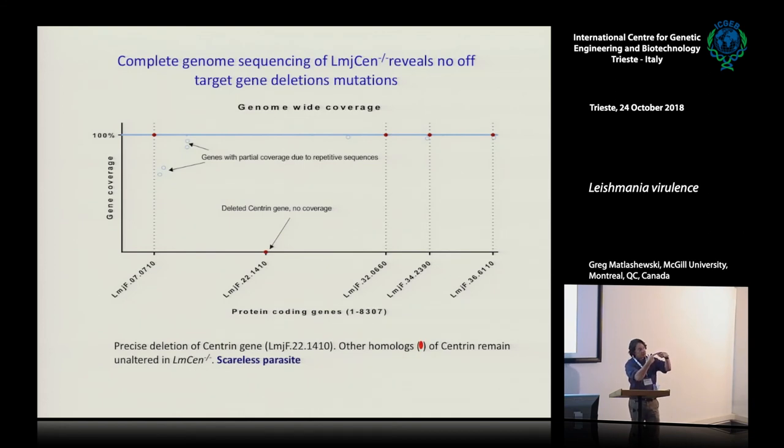And the chromosome has been repaired. So this is basically what we call a scarless parasite. It's a fantastic parasite because only the centron gene is gone, every other gene is there, and it's got no antibiotic resistance. It's a really clean Leishmania major parasite.